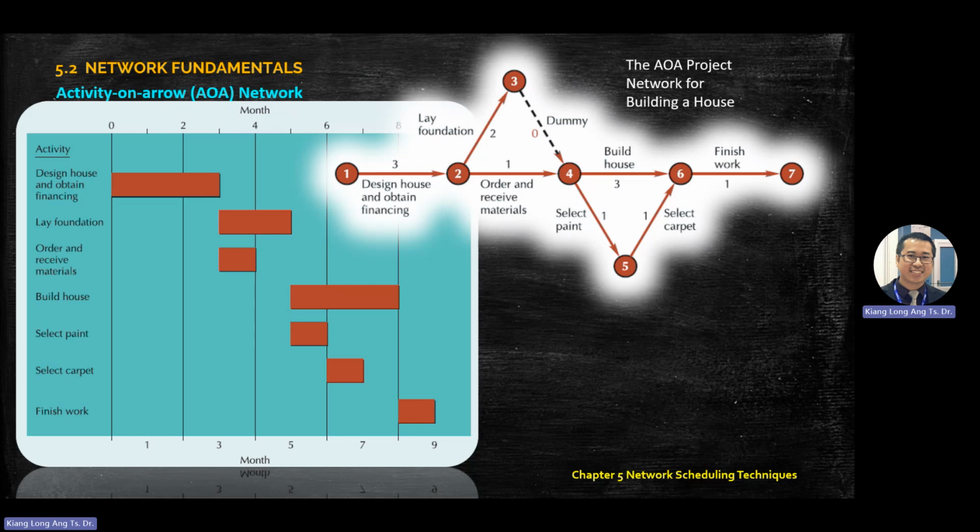So how do you go around this one? We introduce a term called dummy. It means you split already. For example, at node number 2, you split into 2. One goes to the foundation, one goes to the order material. Then usually we put the higher duration one on the top or below, doesn't matter. Then we will build a dummy. The time there is 0.